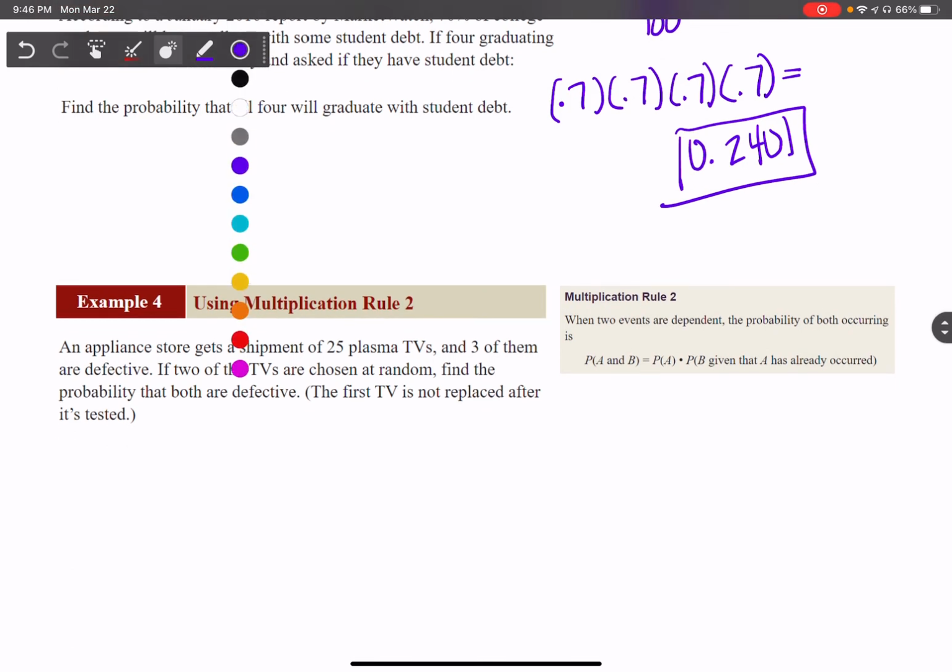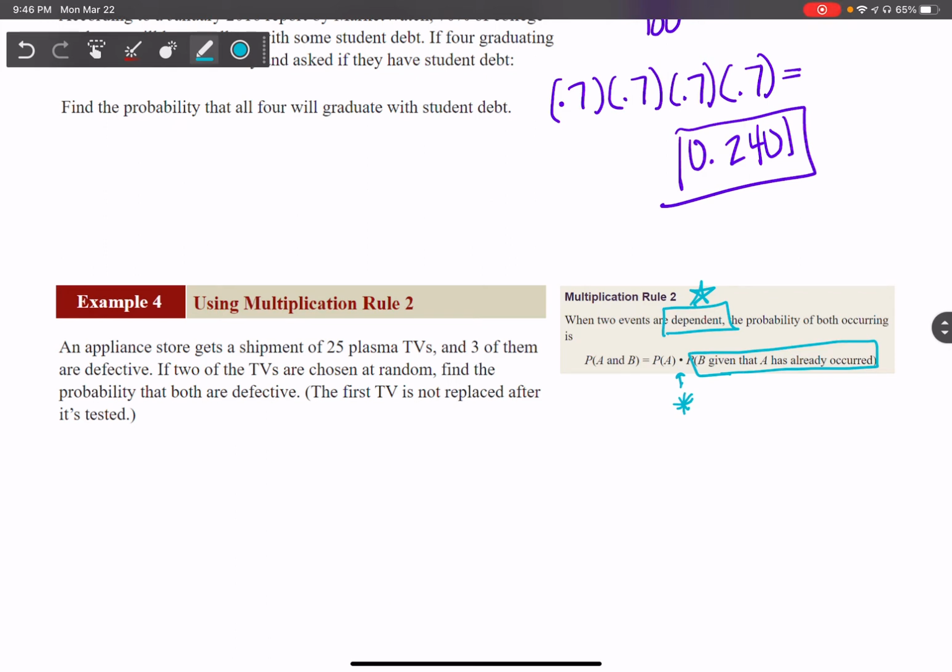All right. Our next rule, the multiplication rule number 2. When 2 events are dependent, the probability of both occurring is the probability of A times the probability of B, given that A has already occurred. If A has already occurred, there are going to be some changes in those denominators, pretty much where our total is. Because if we're not replacing it, then we have one less.